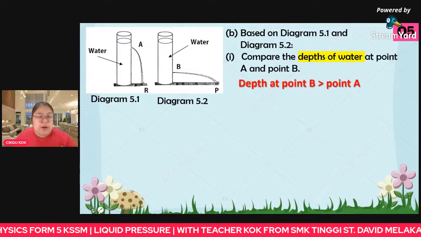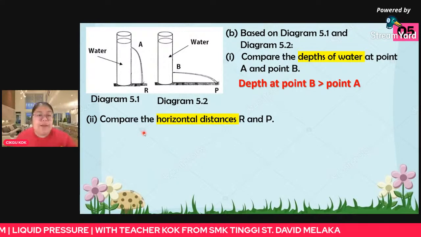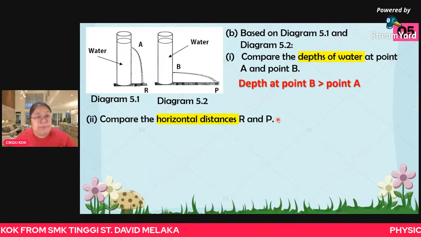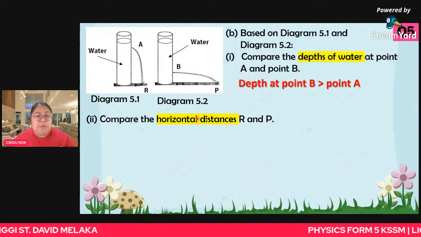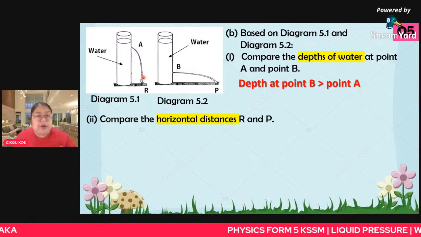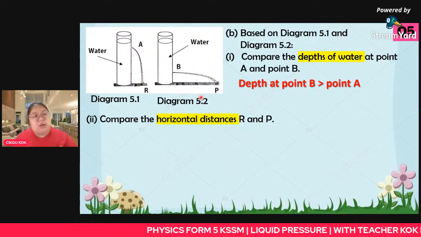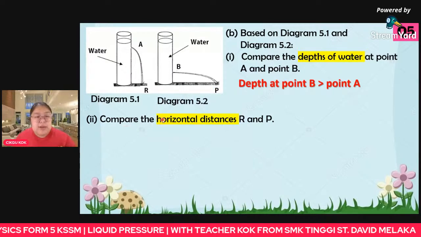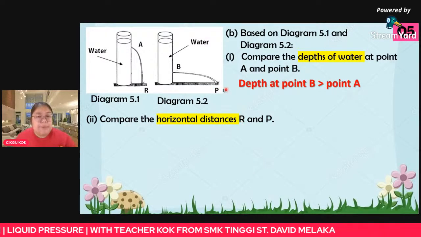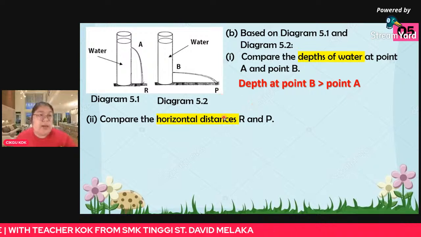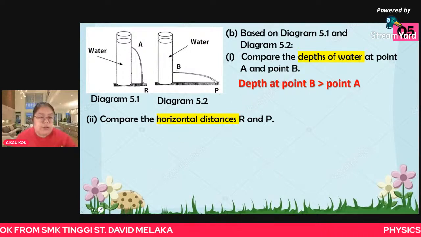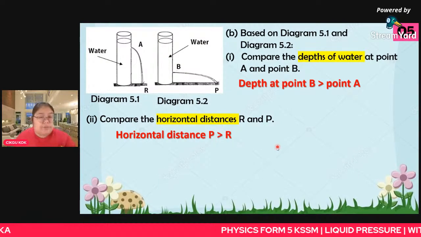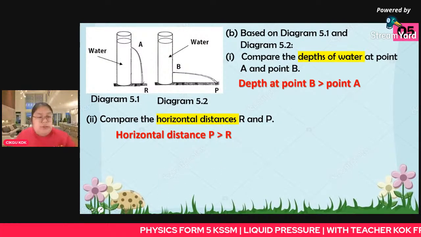Second one is to compare the horizontal distance R and also P. So we compare the horizontal distance and find which one is further. From here we can see P is further. So we can answer that the horizontal distance of P is further compared to R. Horizontal distance P is more than R. Okay, we go to the next one.